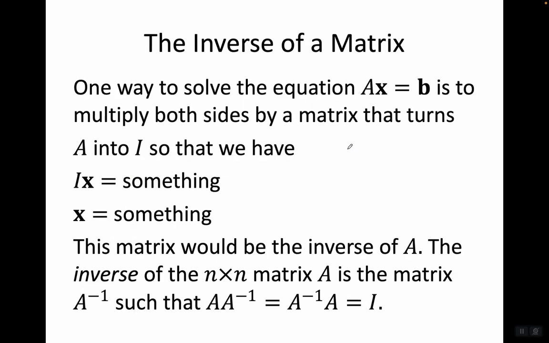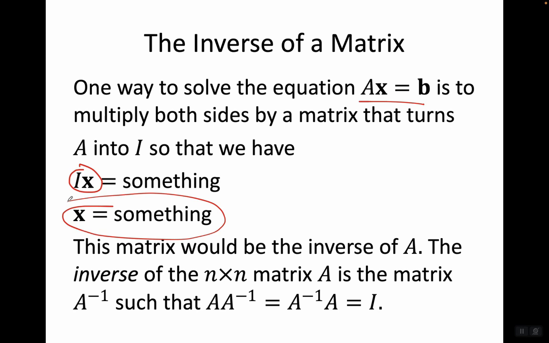Here's an application. One way to solve the equation AX equals B is to multiply both sides by a matrix that turns A into I. When you multiply both sides on the left by something that converts A into I, the left side is now just going to be I, well, IX really, and the right side will be something. But IX is just plain X. So we have X equals something, and that will be our solution. So this matrix that we're multiplying both sides by would be the inverse of A.